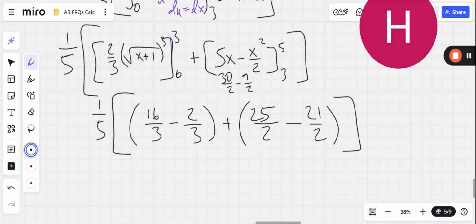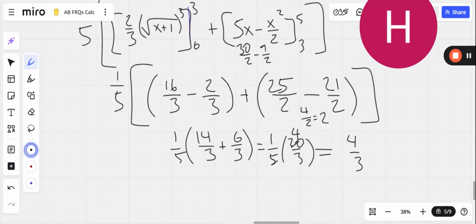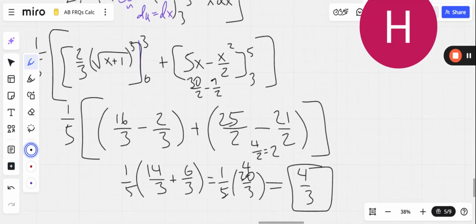Okay, we're just working our way through it. We have 14/3 plus, what is this, 4 over 2? So that's just 2. We can call 2 6/3. Why don't we? So this is going to be 1/5 times 20/3, cancel the 20 and the 5. We get a result of 4/3. That's the average value of the function.